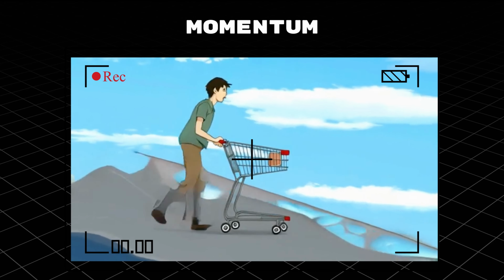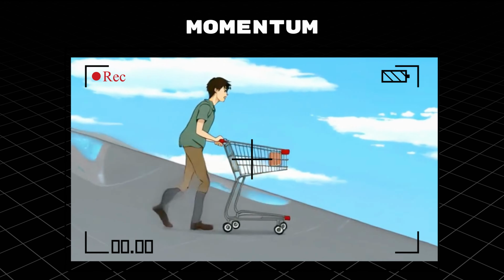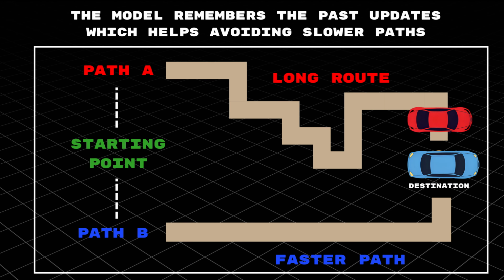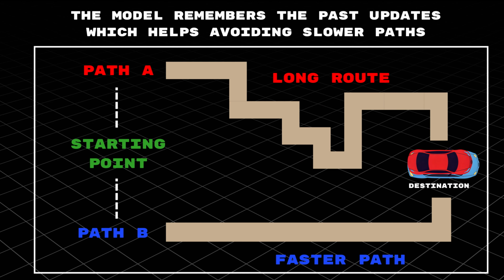Momentum is like pushing a heavy shopping cart. Once it's rolling, it keeps going forward. In training, it remembers past updates to avoid zigzags. This makes the path to the best solution a lot faster.